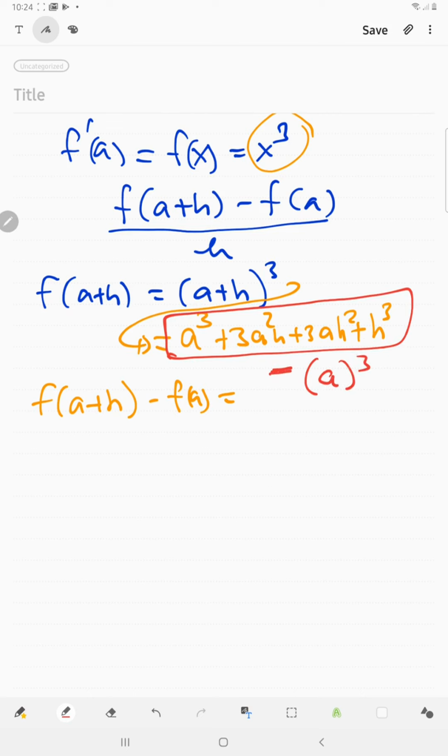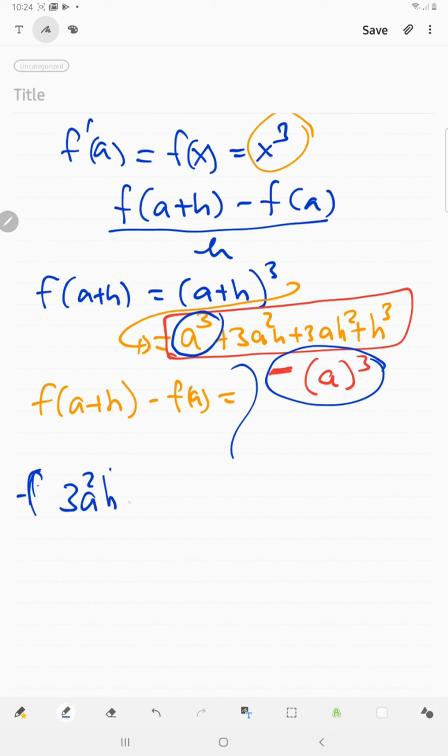So at the end of the day, if you simplify further, you will see that this a to the power 3 and this a to the power 3 cancel. So the solution for the value is going to be given by 3a squared h plus 3a h squared plus h to the power 3. So this is the value that I have.